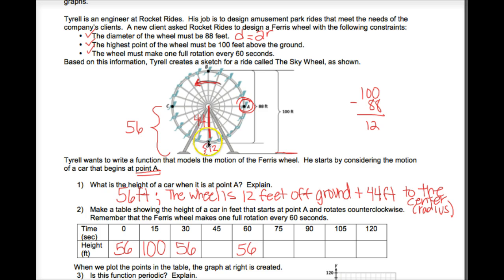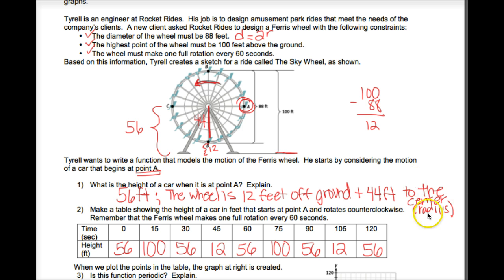At 45 seconds, we're down at point D, which you can see with my little mark here is 12 feet off the ground. So once we've got that, then again at 60 seconds we're back to point A, it's at 56, and then we're going to repeat because we're keeping on rotating. So 75 seconds would be point B again, which is 100. 90 seconds would be point C, which is 56. 105 seconds would be back to point D, which is 12. And then 120 seconds, because it's a multiple of 60, you'd be back at A, which is 56.